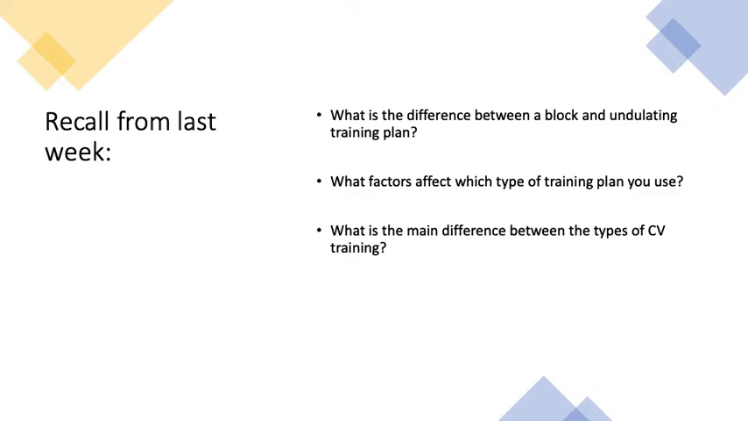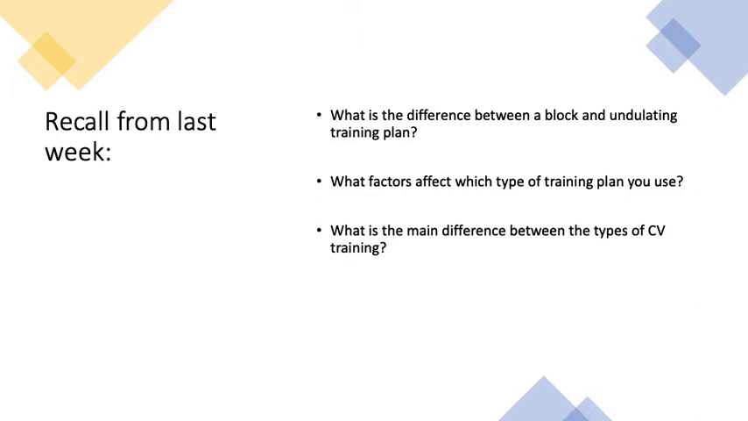So the first question I have is, what is the difference between a block and undulating training plan? And as we discussed, block training is focused on one key performance indicator or KPI. For example, you could be just training speed for a set period of time, 4 to 6 weeks, 8 weeks, up to 12 weeks, or just endurance-based work for that period of time. And undulating provides a variety of stimuli. So you could be working on speed, mixed with endurance, mixed with HIIT intervals within a week or within a mesocycle, which could be up to 6 to 8 weeks.